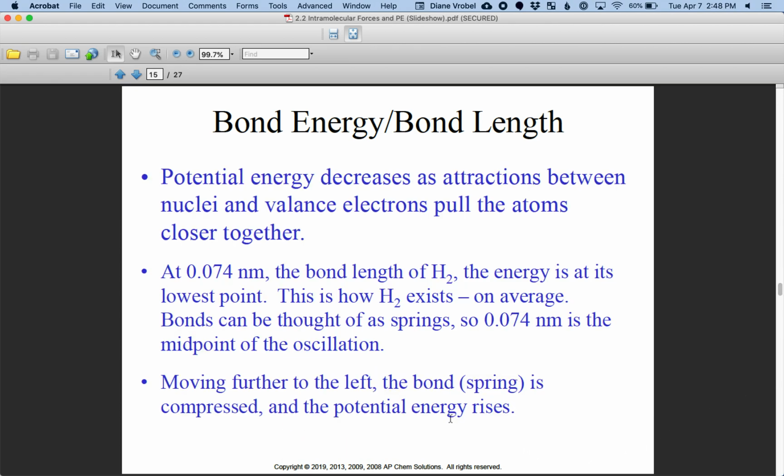So notice that potential energy will decrease as you bring the atoms or the nuclei closer together, okay? So notice that 0.074 nanometers is where energy is at its lowest point. Now, obviously, if you move to the left, potential energy rises, and that's why it becomes more positive.